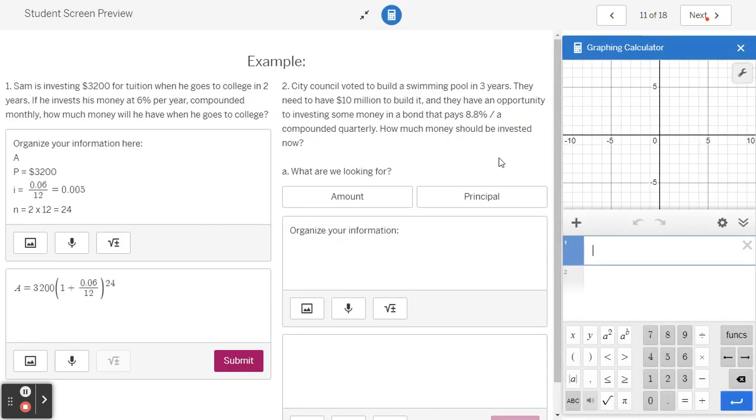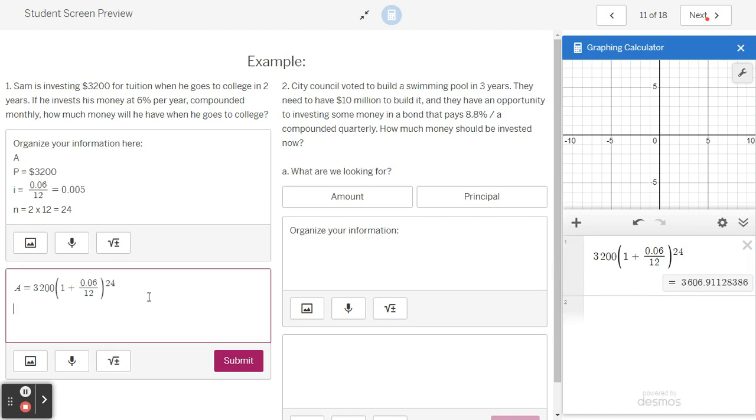Throw that into your calculator. Your answer should be 3,606.91. Pause the video for a sec to make sure that you're able to get the same answer using your own calculator.